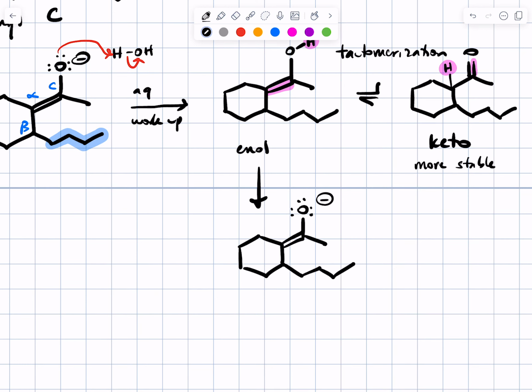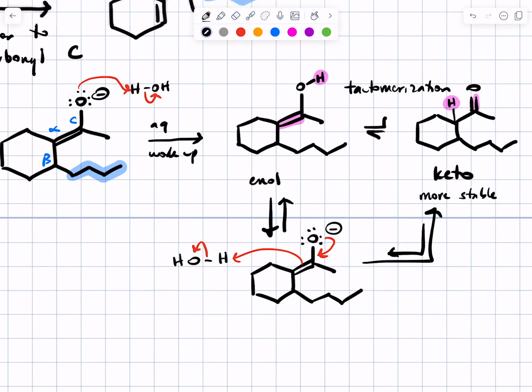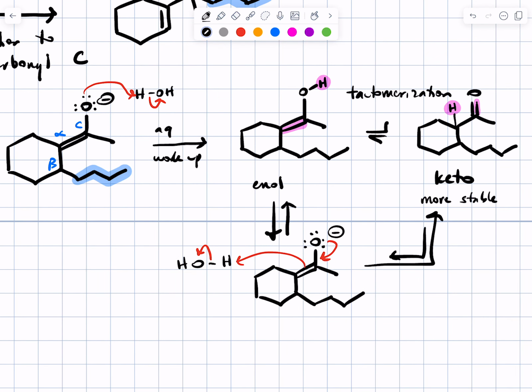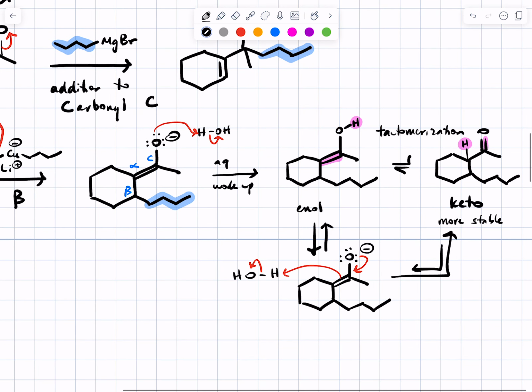And then adding the proton on the alpha carbon instead of on the oxygen, and that gets you to the ketone. I'm using equilibrium arrows, but understand that the keto form is going to be the major product because it's more stable.